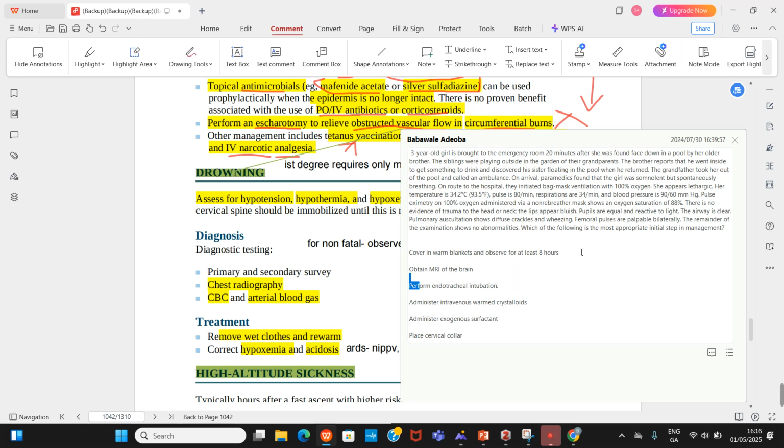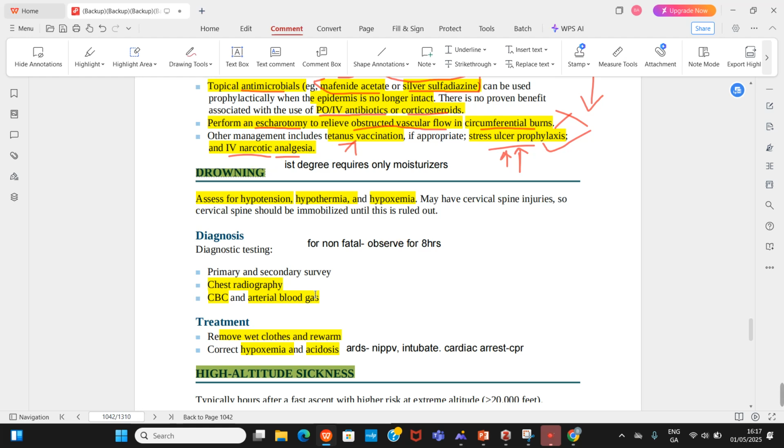Very, very important. So if the child is normal, not cyanotic, they tell us that the child is playing around in the garden, in the hospital premises. So we just say, okay, you can cover with one blanket and observe for 8 hours. But if somebody is cyanotic, we can never rely on one blanket and be observing. So we have to do something active.